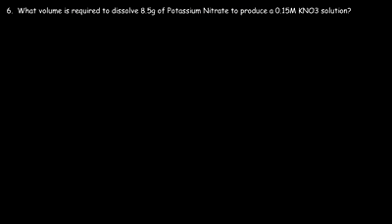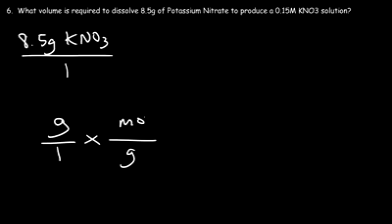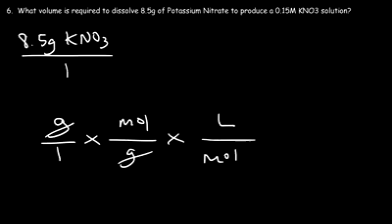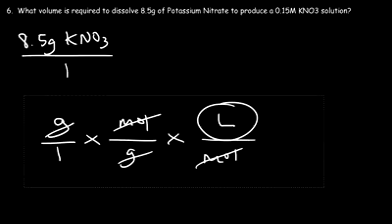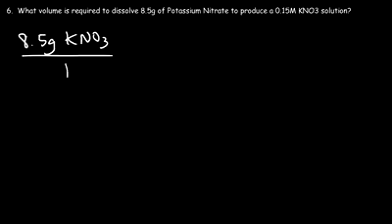So let's start with the mass. 8.5 grams of KNO3. And here's the basic setup that I'm going to do. I'm going to start with the grams, and then using the molar mass of the substance, this will give me the moles. And using the molarity, I'm going to get the liters on top, which is what I want. So that's just a blueprint of how I'm going to set up the conversion process. So we need to find the molar mass of KNO3.